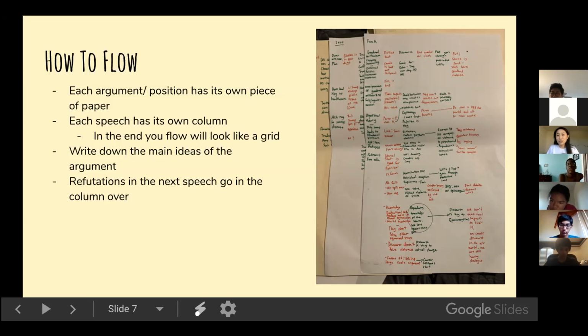I personally think that this flow isn't super great, the one that I have up here. You usually want to have a lot more space in between things. You can see that they have a lot of crowding, but that's how it'll eventually end up looking towards the end of the debate. And then you want to write down the main ideas of the argument. Generally, you put down the claim, a warrant, if possible, and then the refutations to that will go on the next column. Any questions on how to flow, like the pure basics?